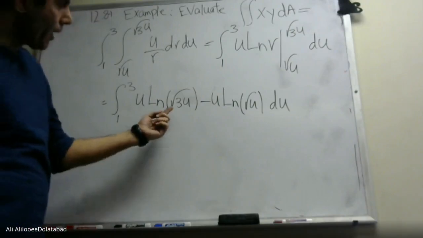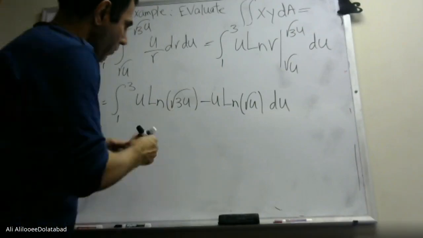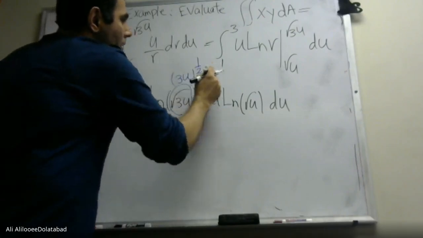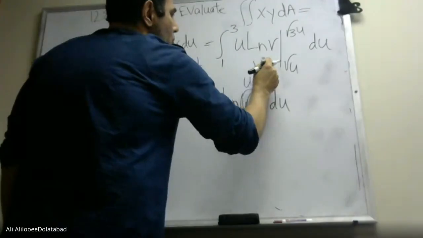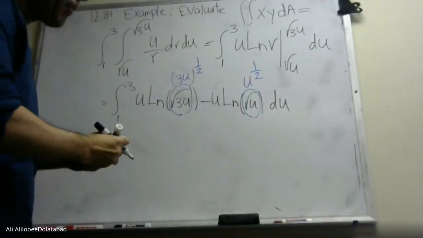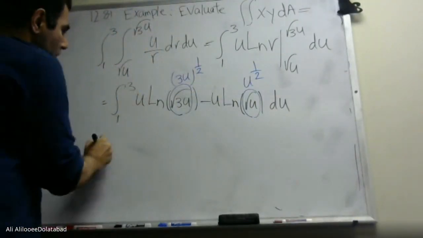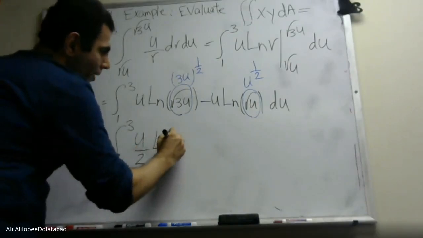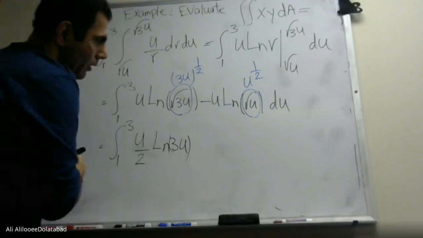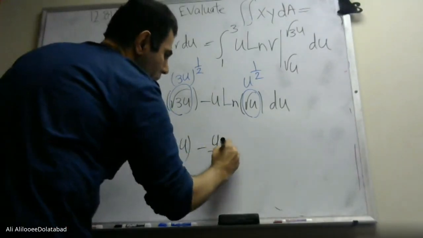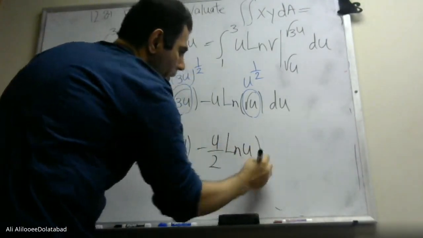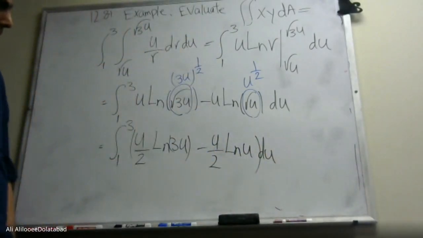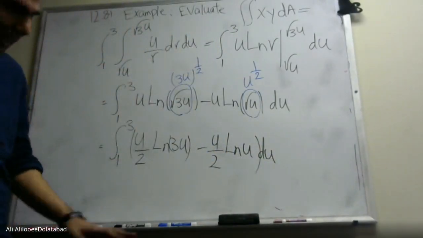Okay, all of you know this from high school: this guy can be written as 3u to the power of 1/2, and this guy also can be written as u to the power of 1/2. And you know that a power can be written outside of the logarithm. Then this is integral 1 to 3 of u over 2 ln of 3u minus u over 2 ln of u du. Okay, I got something nice. I didn't expect that.